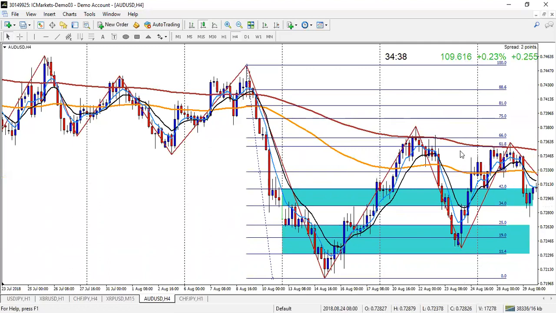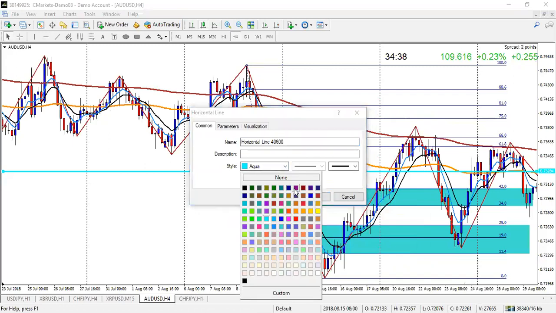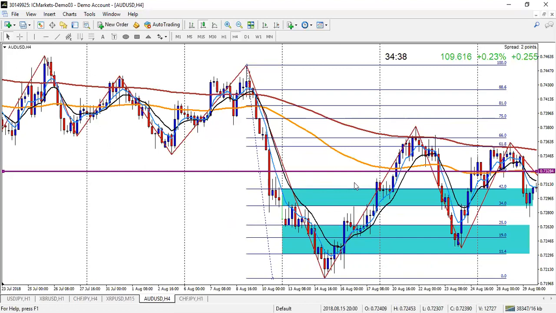42, right? And what I do is draw a horizontal line at 50. Let me make that a bit darker and give it a purple color. Draw horizontal at 50, 50%. Then our next zone is 61.8 to 66. I'll shade those in for you. Our next zone after that is 81.0 to 88.6. And I also draw a horizontal at 75.